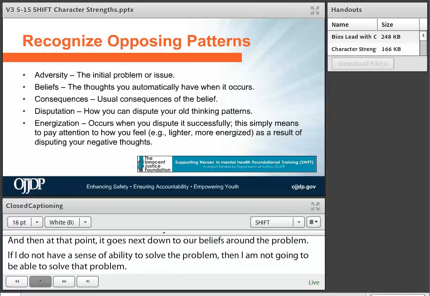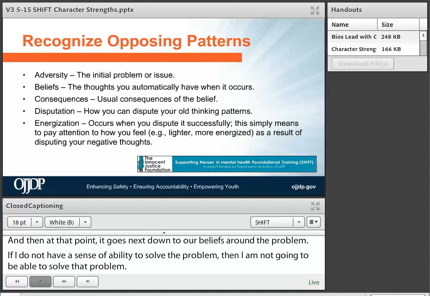But if I can use my signature strengths to come up with a solution, then that's going to help me. So we need to recognize that every time we have a concern, that we have an issue, there are going to be things that are going to oppose our ability to solve that problem, because it's patterns that we've been in, that we've gotten caught up in for years and years. So there's the adversity, the initial problem, and then it's our beliefs around that thought.